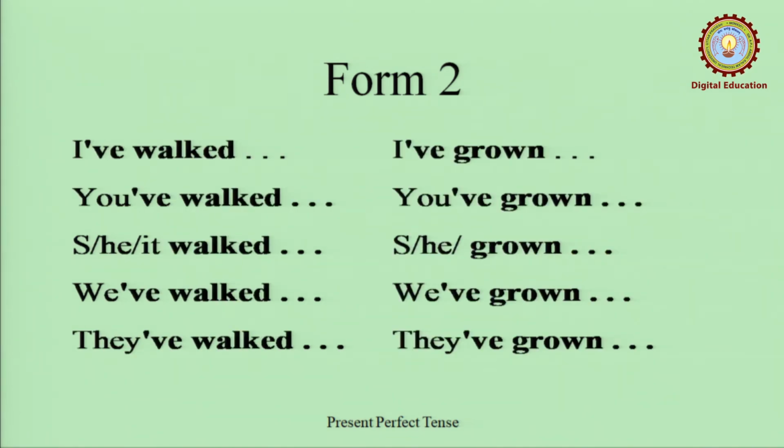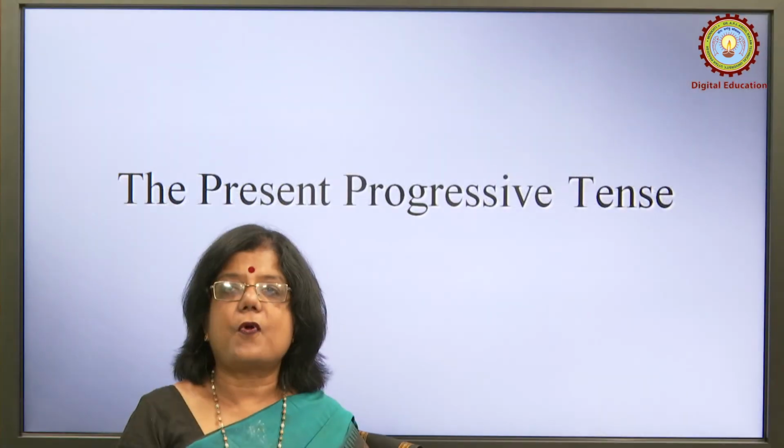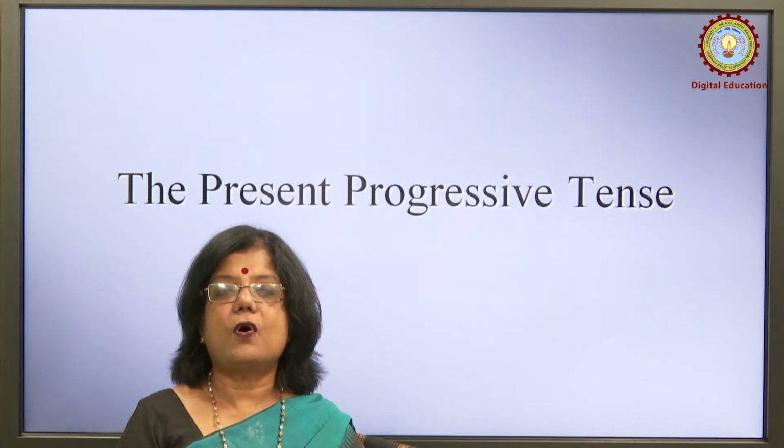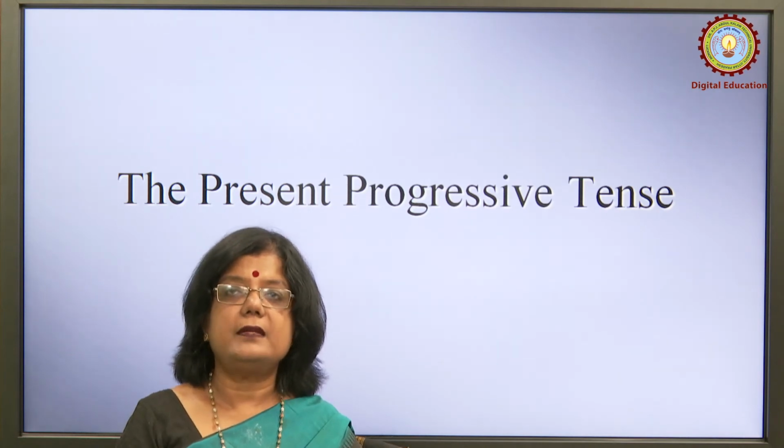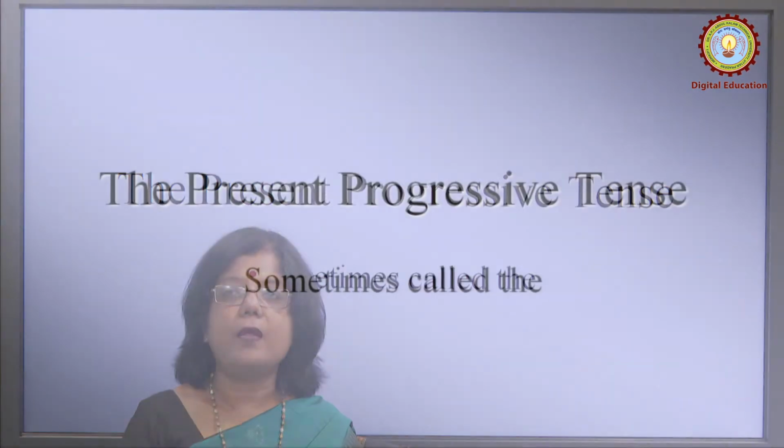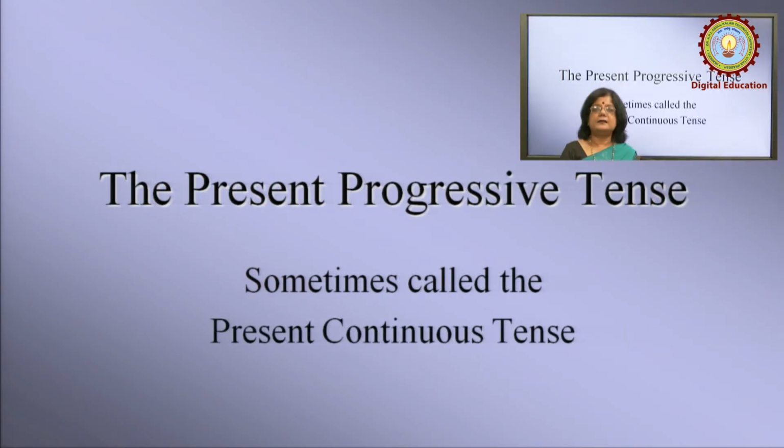Form 2, I have walked, you have walked, she has walked, we have walked, they have walked, I have grown, you have grown, she has grown, we have grown and they have grown. The present progressive tense now, which we also call continuous tense. It is more popular actually in between our students as continuous tense. So, we can call it the present continuous tense or present progressive tense.